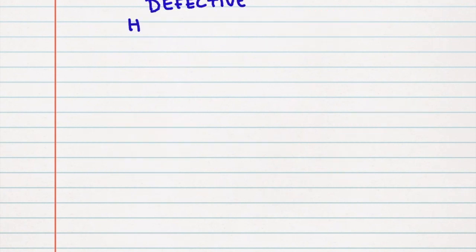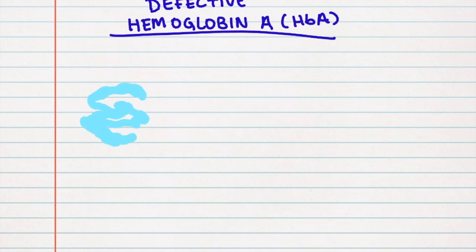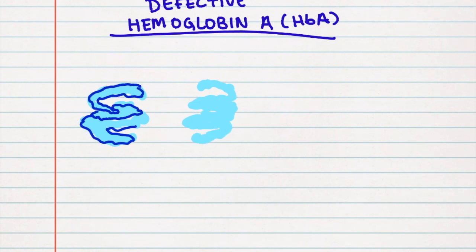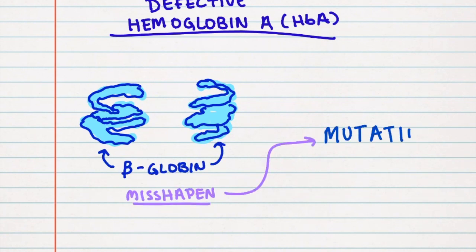Sickle cell disease is caused by defective hemoglobin, which is the oxygen-carrying protein in red blood cells. Hemoglobin A, or HbA, is made up of 2 alpha-globin and 2 beta-globin peptide chains. The beta-globin chain ends up misshapen, caused by a mutation in the beta-globin gene, or HBB gene.